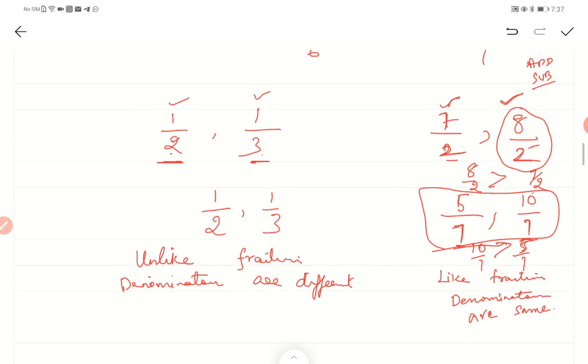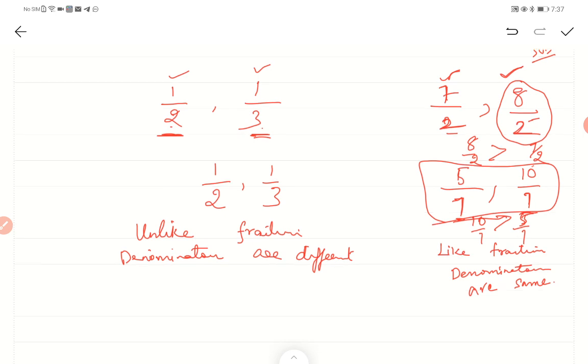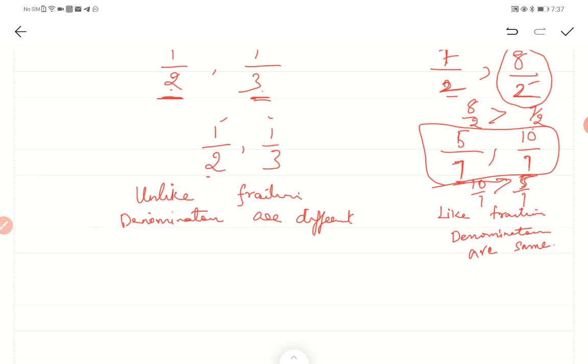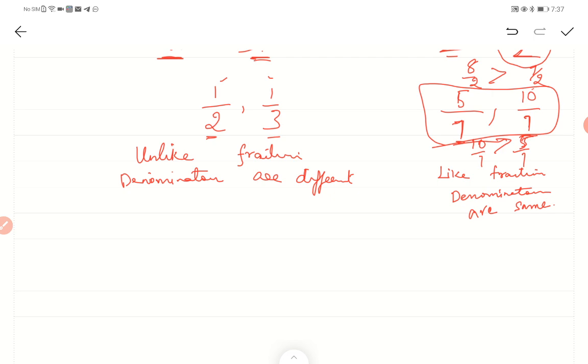Now, what if you have unlike fractions and they ask us to compare the two numbers? Is it easy to compare? No, you cannot say which fraction is big or which is small. So what you will do is first make your denominators equal. That is, you will convert unlike fractions into like fractions. How do you convert that? I will multiply and divide by 2.